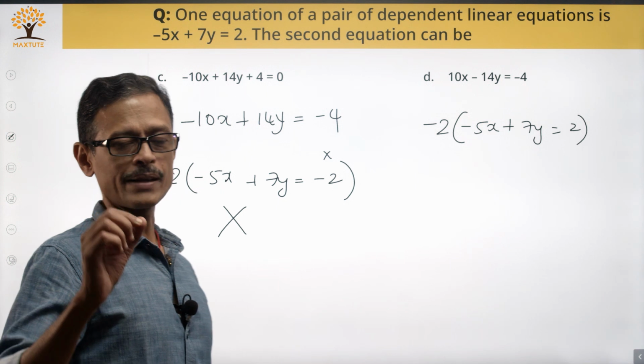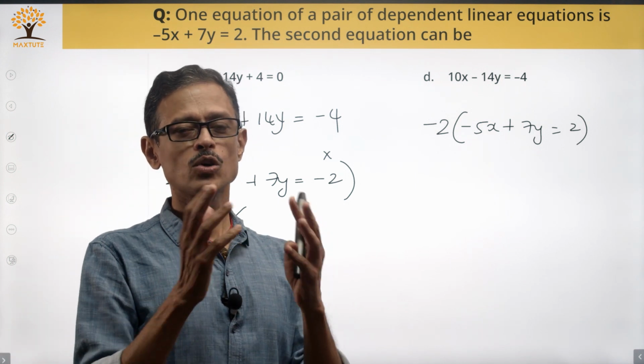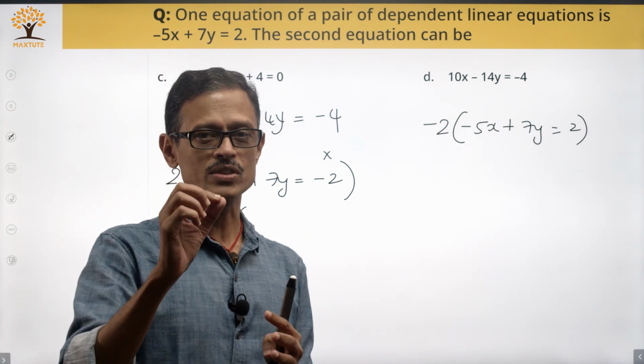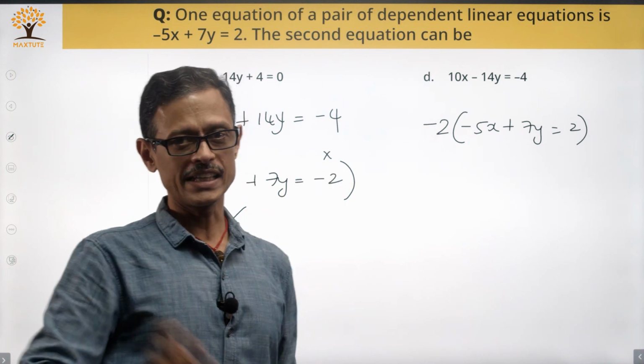So the quick cue in this is: start by eliminating answer options where the signs of the coefficients of x and y don't match what is given in the original equation.